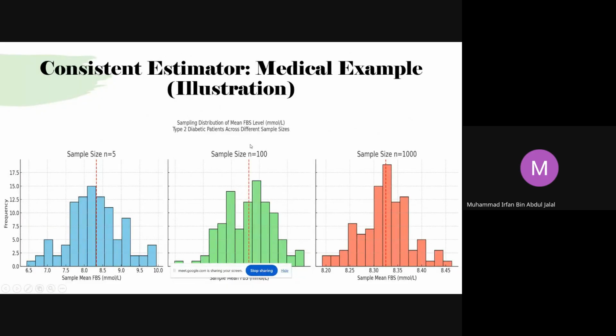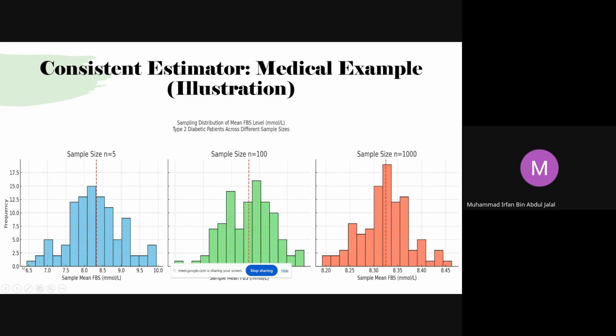So as further example and illustration, I put histograms of simulation of 3 different sample sizes. First one, katakan kita take like 1,000 samples. Each of the samples contains n equals to 5, for example. Maksudnya sample size for each sample tu is 5. So we get these kinds of behavior. We have 1,000 different means for the blood sugar level.